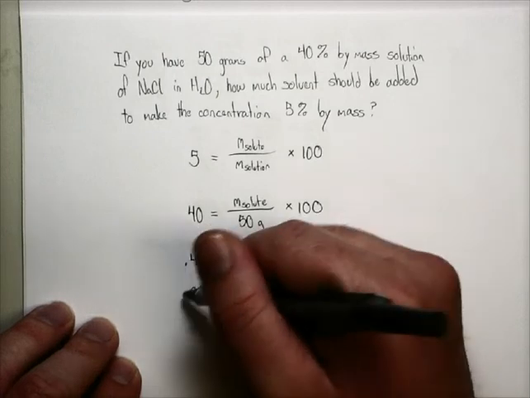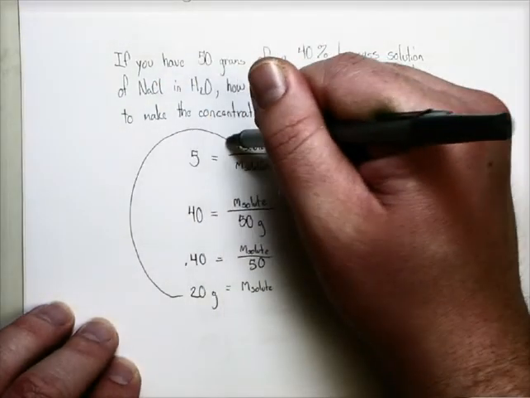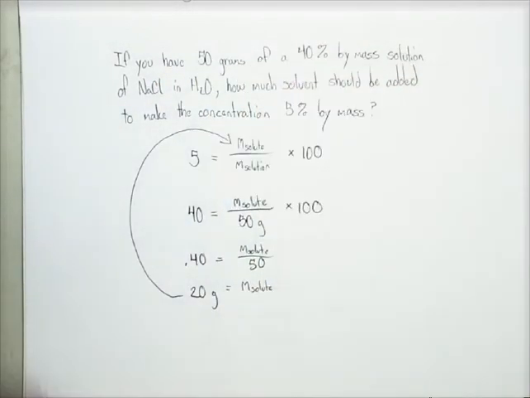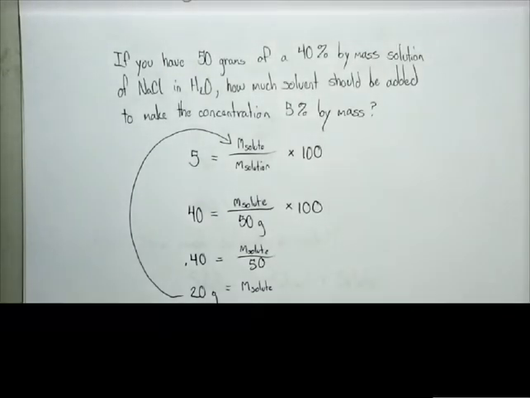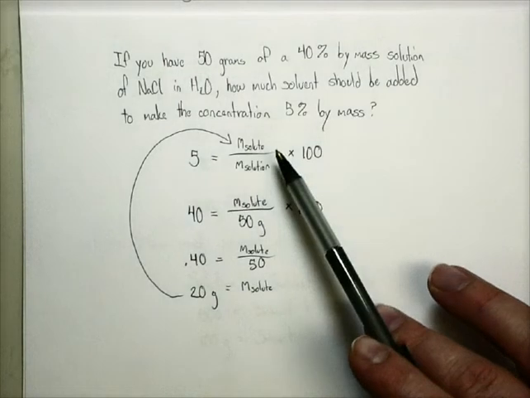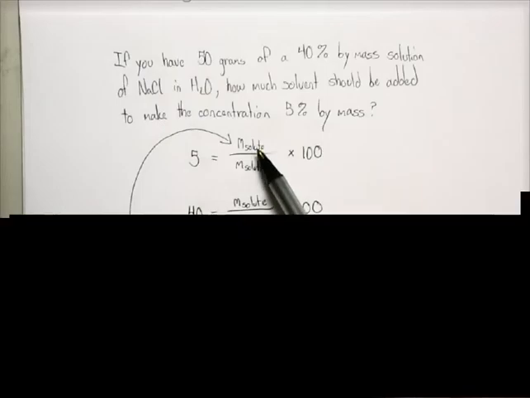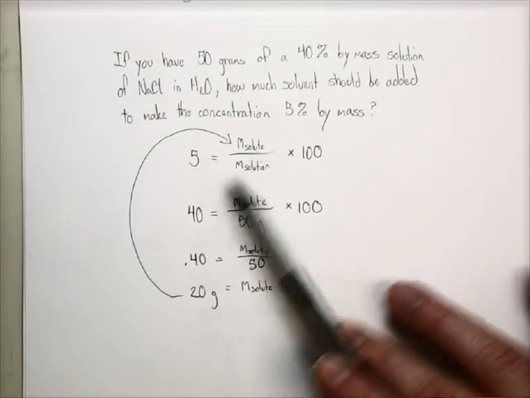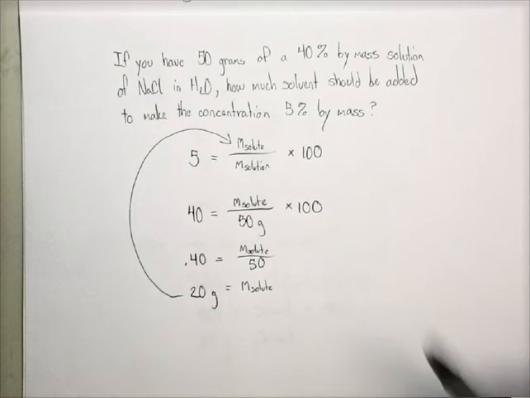I can now substitute this back in. I'm just drawing that arrow for your edification. You don't necessarily have to draw that out if you were working this problem. But now I know the mass of the solute. What I can do with this is go back to my original equation and figure out how much solution we need.